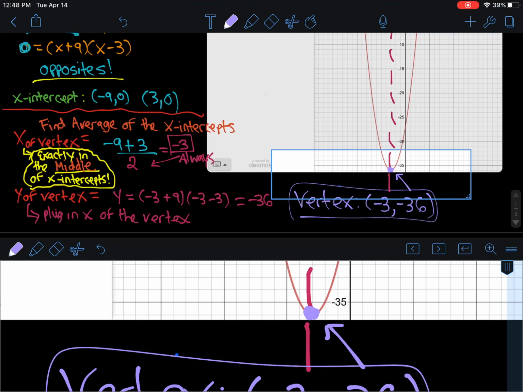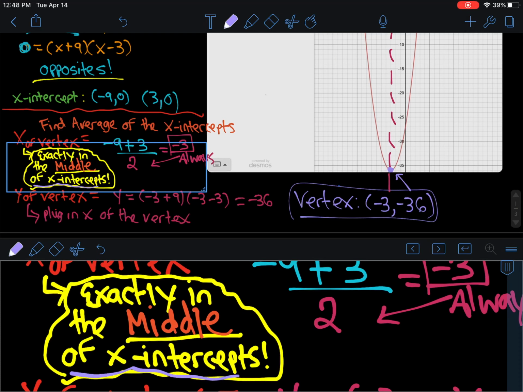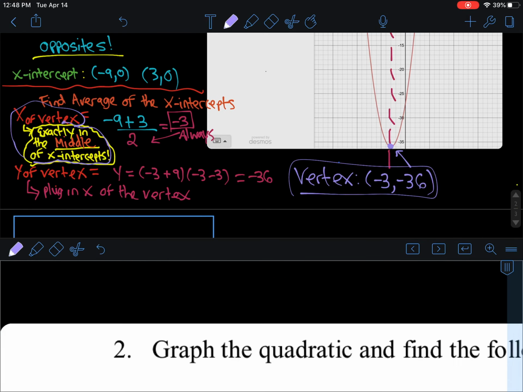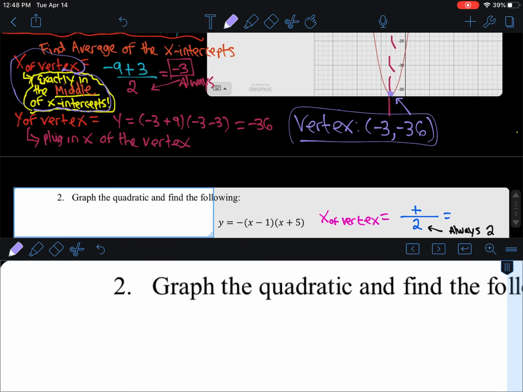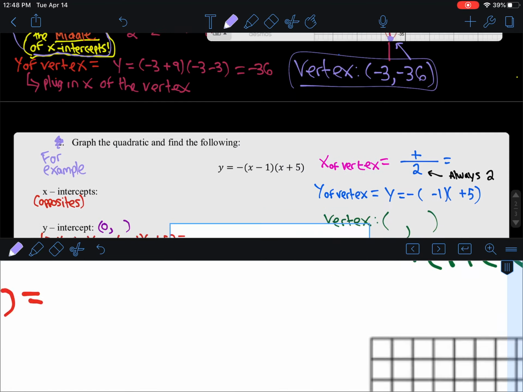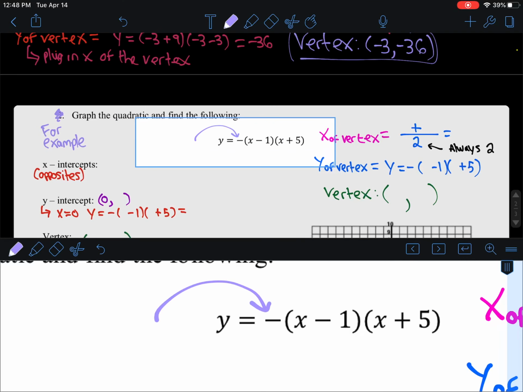So it's really, really important to understand this. The x of the vertex is exactly in the middle of the x-intercepts. So let me be clear what you're going to do. So I'm going to go ahead and do a problem. This is not number 2. This is just an example problem. So for example, this is what you're going to be doing on the homework. So let's say you have to graph the following. Now this is one that's going to have a parabola opening down. So whenever there's a negative in front of my parentheses, remember that means it's going to open down.